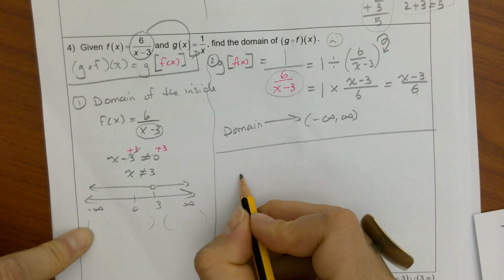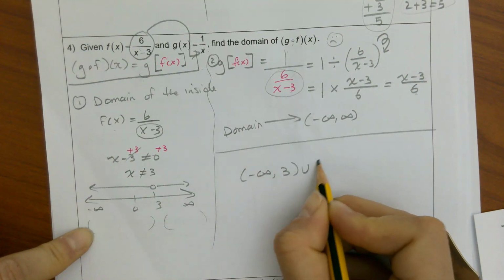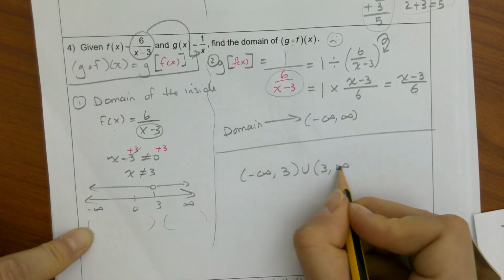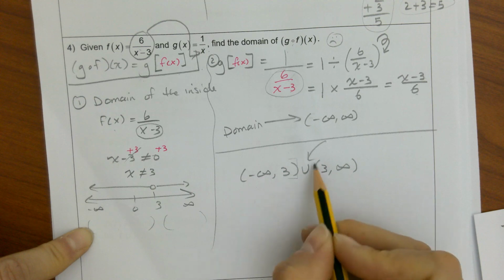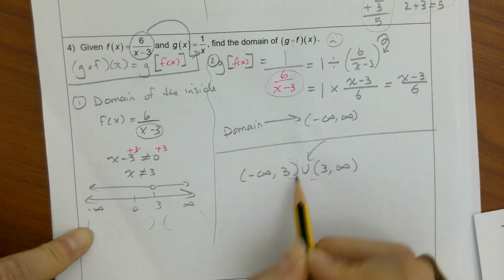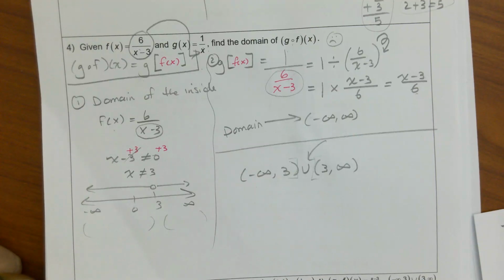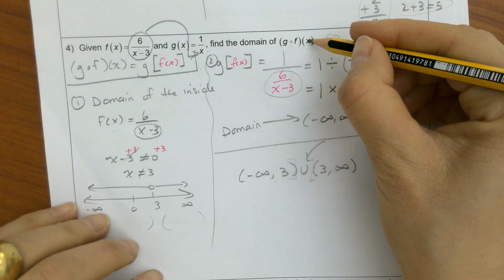So my domain is going to be negative infinity to 3, and I union it together with 3 to infinity. That means it cannot be 3, because see how I don't have square brackets at 3? It says you cannot be equal to 3, so there's a hole at 3. So that's my domain of this new composite function.